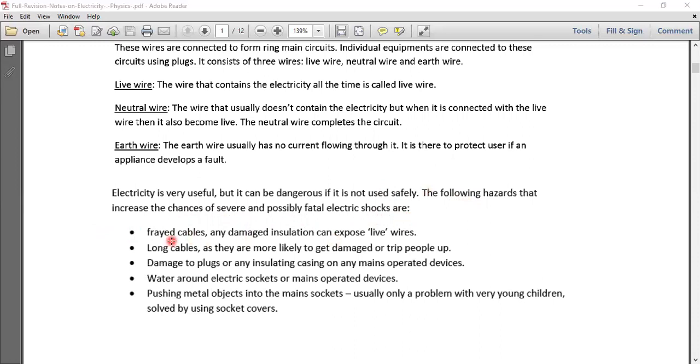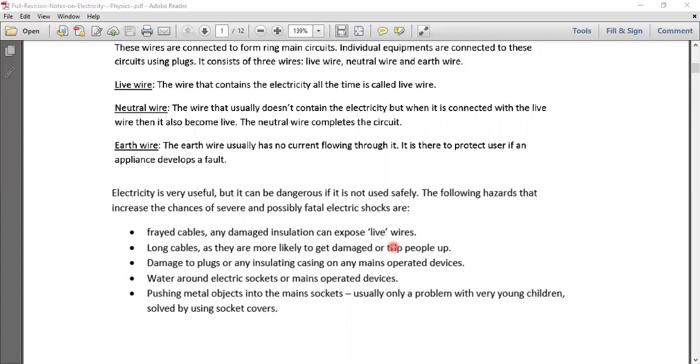These are mainly frayed cables. Any damaged insulation can expose live wires. Frayed cables means the wire is broken in between, or there is a fault in a wire. So when it is connected to the power supply, this might give you a severe electric shock.